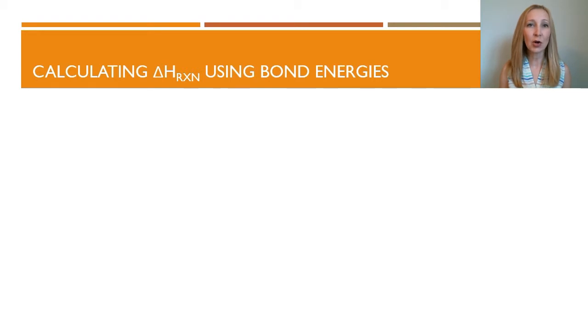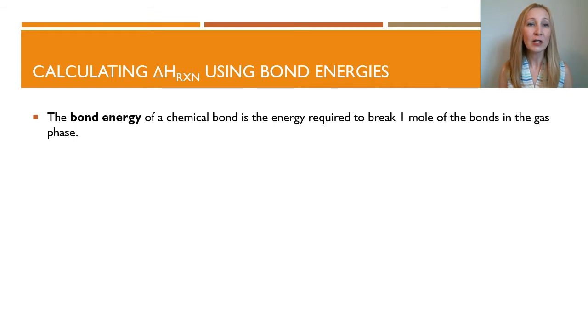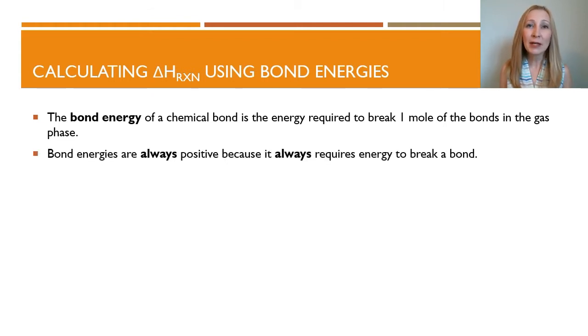The first thing that you need to know regarding what a bond energy is, is that it's the amount of energy required to break 1 mole of bonds in the gas form. And you'll probably need to refer to a table of bond energies to do these calculations. Bond energies are always going to be positive because it always requires you to put in energy to break a bond. The reverse is also true. If you're forming a bond, it will release energy. So those same bond energies then become negative when a bond is forming.